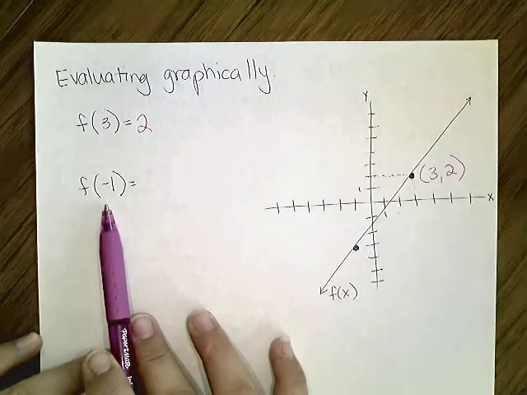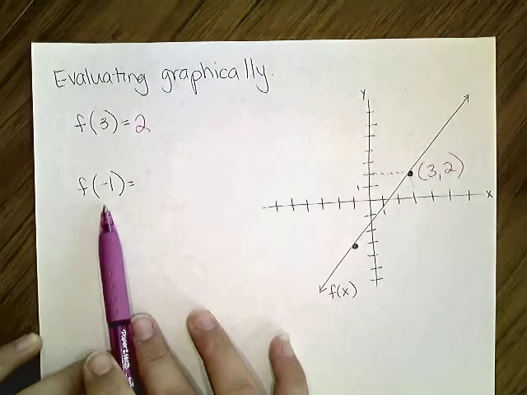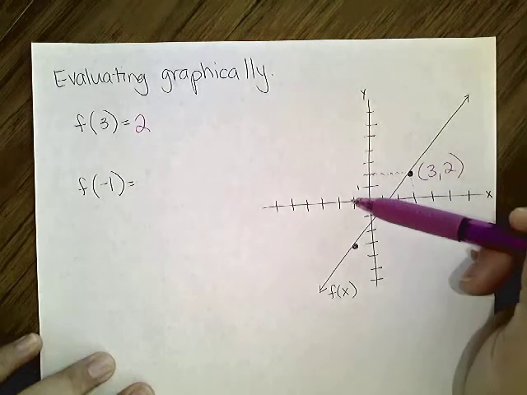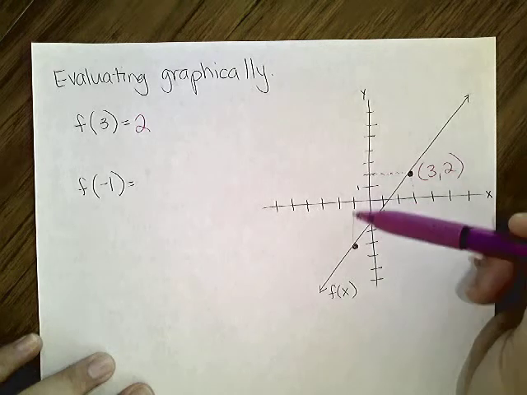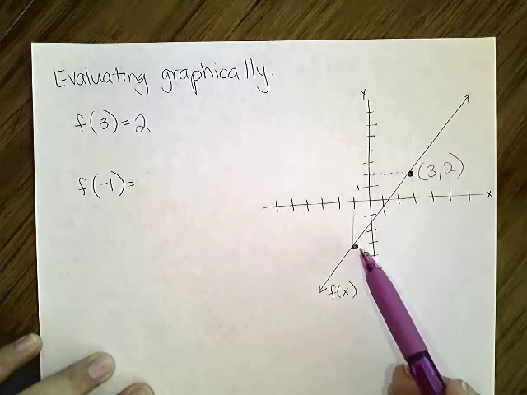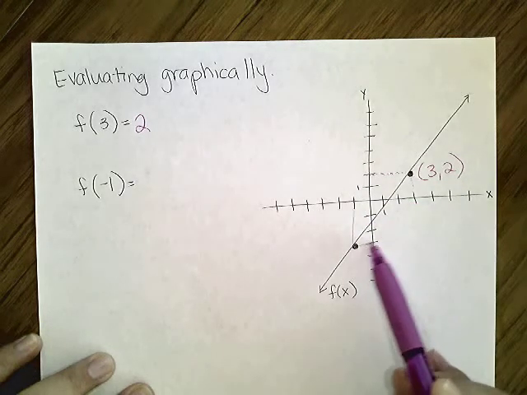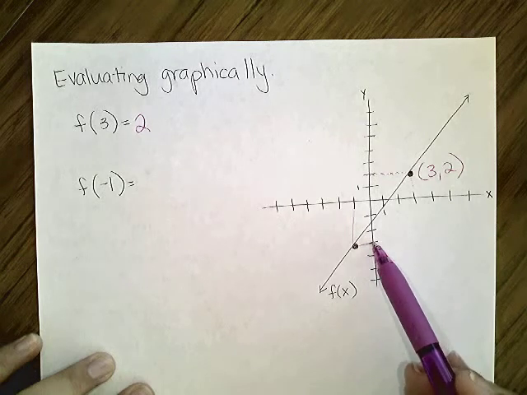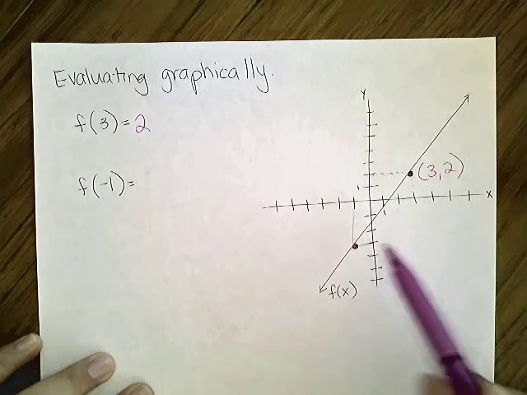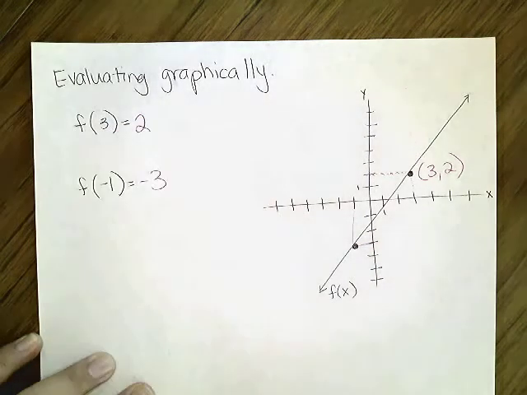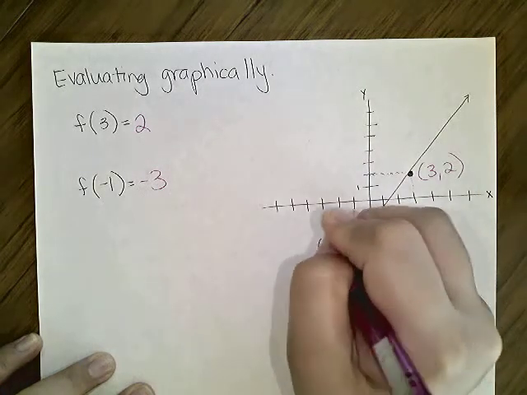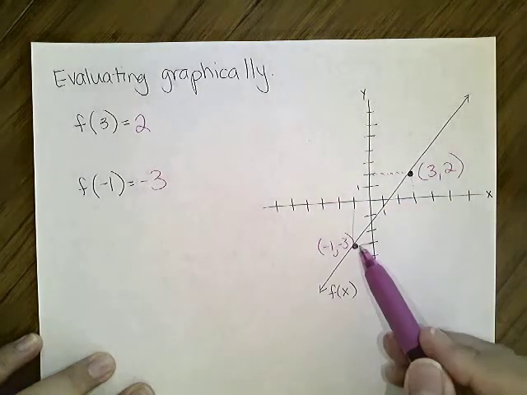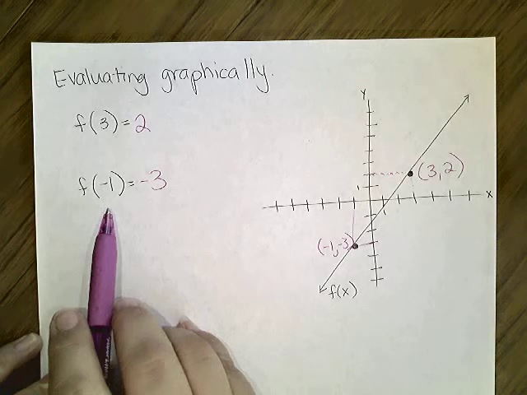Again, we're trying to evaluate f of -1. So we're trying to find an ordered pair with the x coordinate of -1, right? Or we can look on our graph. Here's the x value of -1. We're going to have to move down in this case. That gives us this point, which takes us over to our corresponding y value here, which is -3. So we have -1, -3 as that ordered pair, and that sort of helps us again with our function notation.